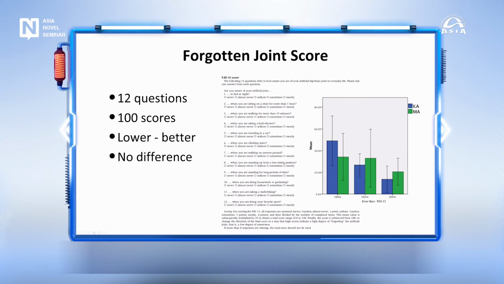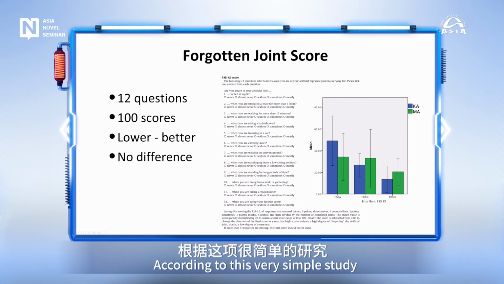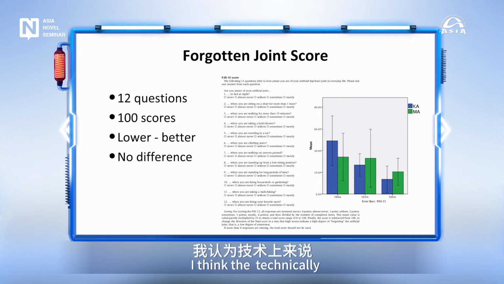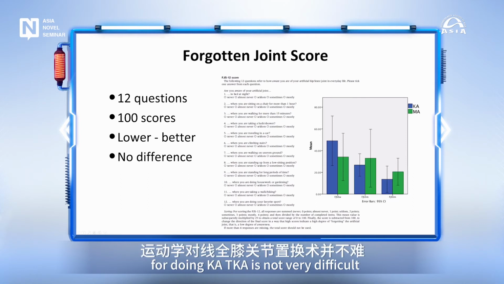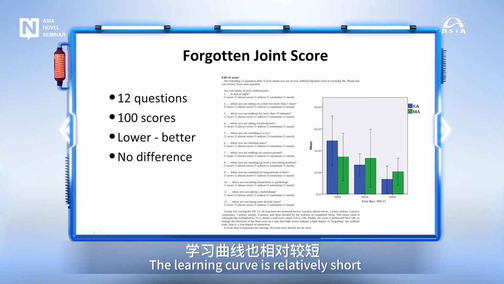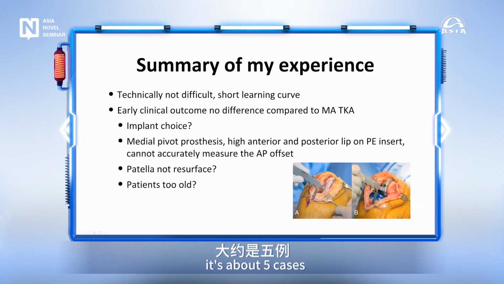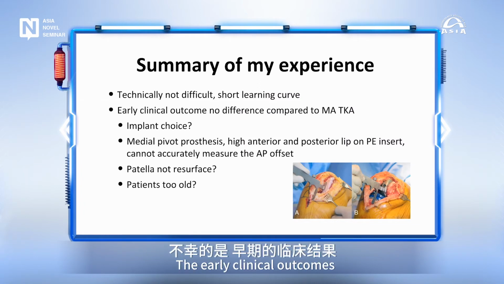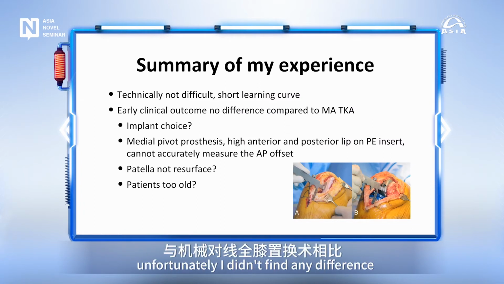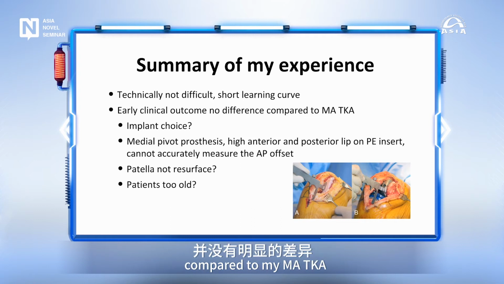So according to this very simple study, I think technically the caliper technique for doing the KA TKA is not very difficult. The learning curve is relatively short. It's about 5 cases. The early clinical outcomes, unfortunately, I didn't find any difference compared to my MA-TKA. So initially, I wonder if this is because of the implant choice.